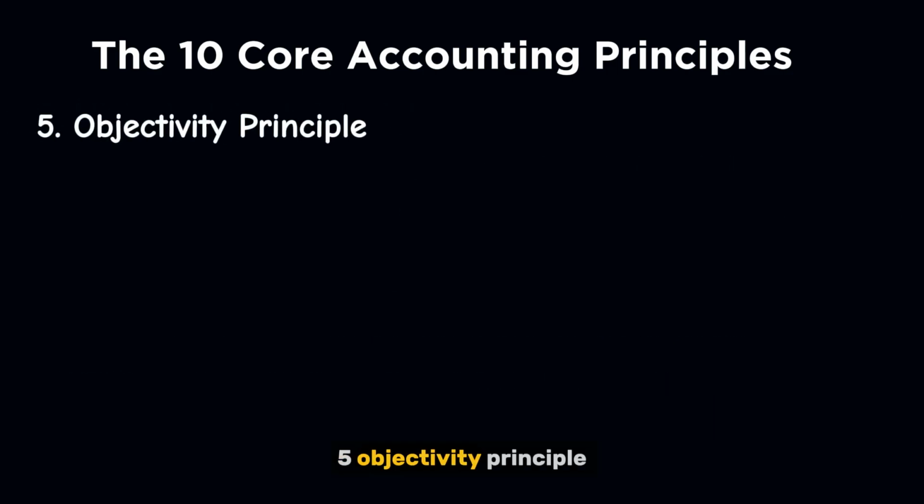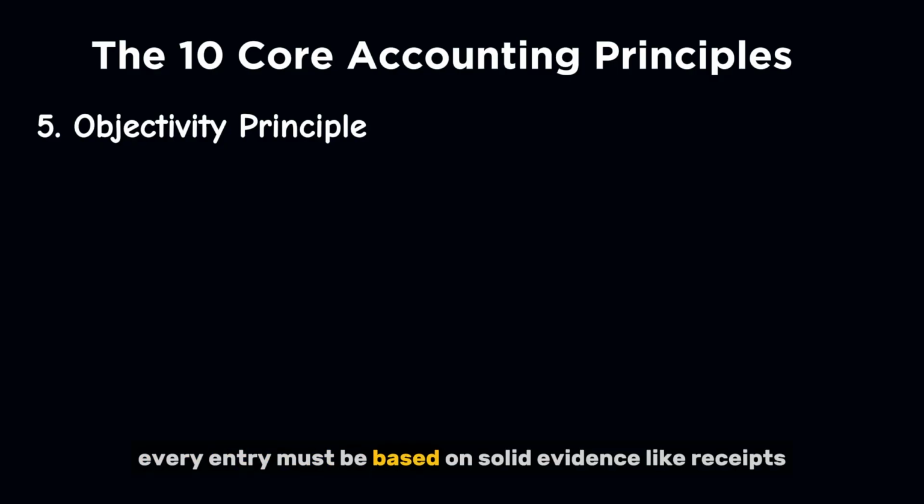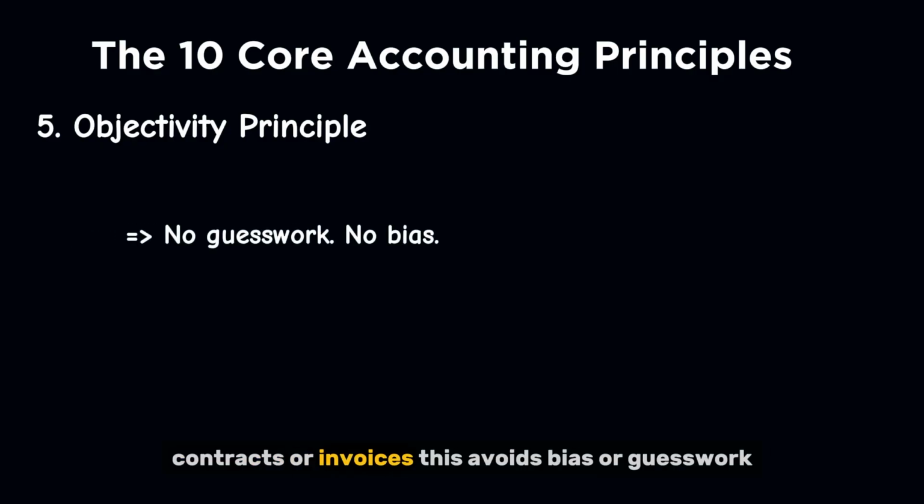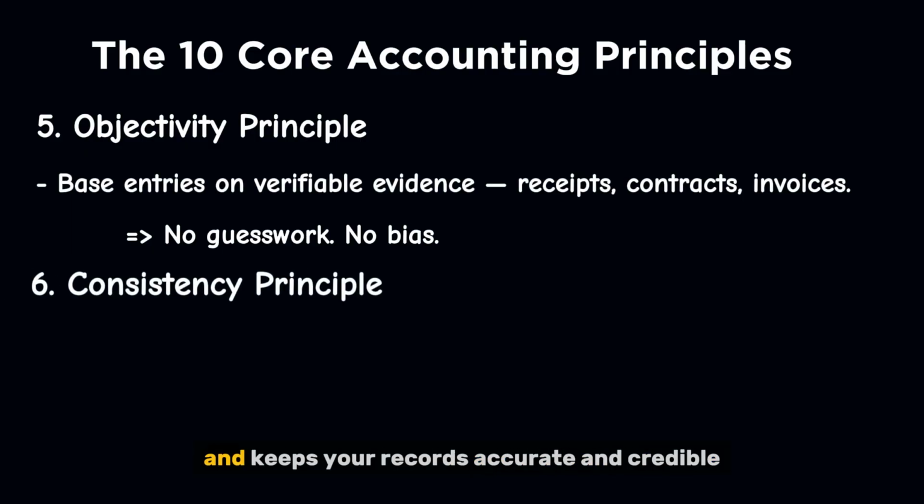5. Objectivity principle. Every entry must be based on solid evidence, like receipts, contracts, or invoices. This avoids bias or guesswork and keeps your records accurate and credible.